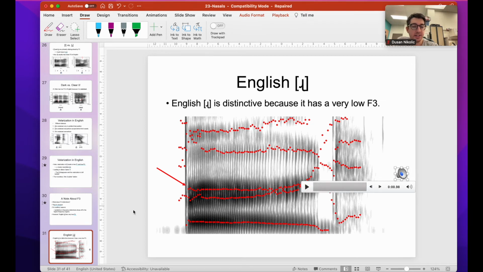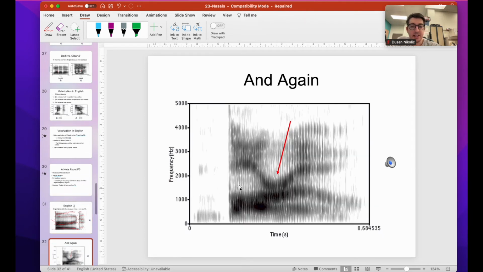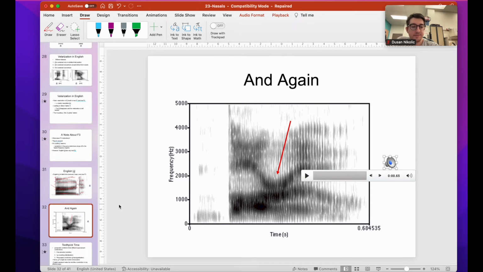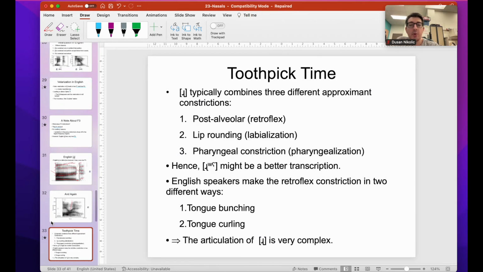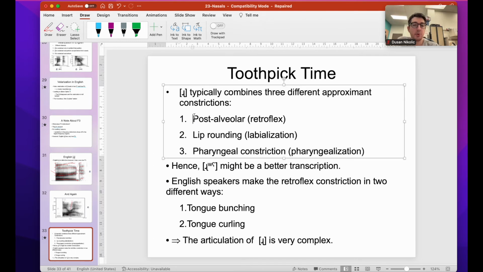Bird, right? And again, borrow, right? Let's see how. So R typically combines three different approximant constrictions: postalveolar, retroflex, lip rounding, labialization, and pharyngeal constriction, pharyngealization. So R might be better transcribed like this, but we don't want to do that. That's too many diacritics.